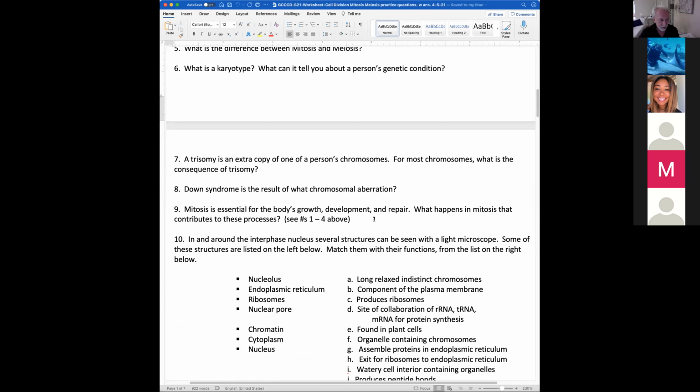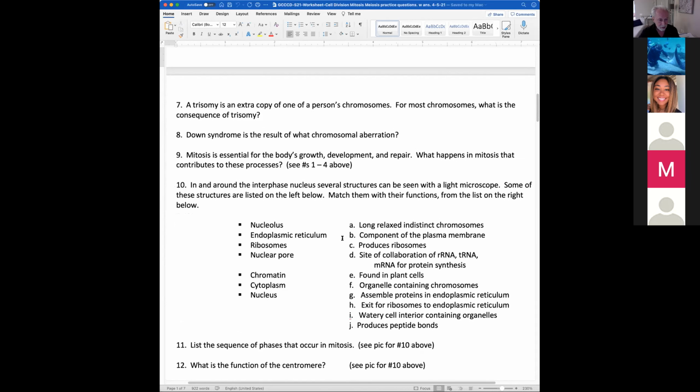Okay, we've already discussed number 9, so let's go to number 10. This is a multi-answer question. I have a list of structures on the left and descriptions of those structures on the right, and the goal is to match them up. So, nucleolus, what does that match up with?